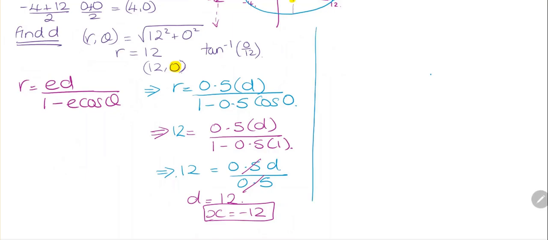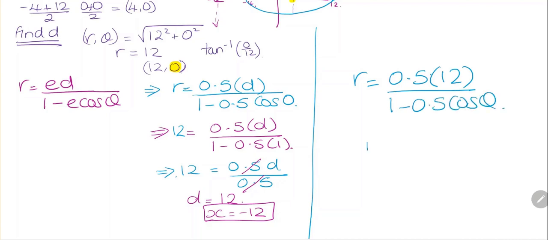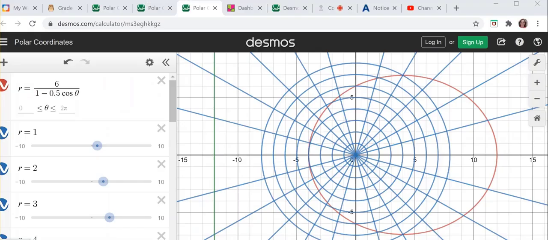Right, let's write our equation. So what do we know? So r is equal to the eccentricity 0.5 times the directrix 12, and this is over 1 minus 0.5 cosine of theta. So it's going to be 6 divided by 1 minus 0.5 cosine theta. And if we check this, here's our graph in Desmos, and we can see we've got the point of -4 and the point of 12, and our directrix is here on -12.